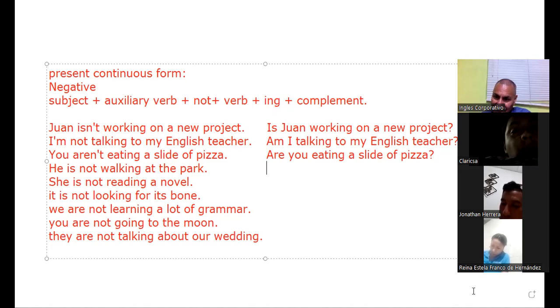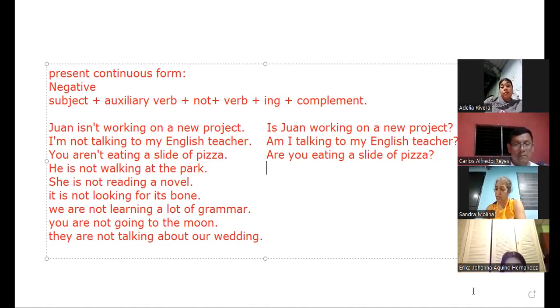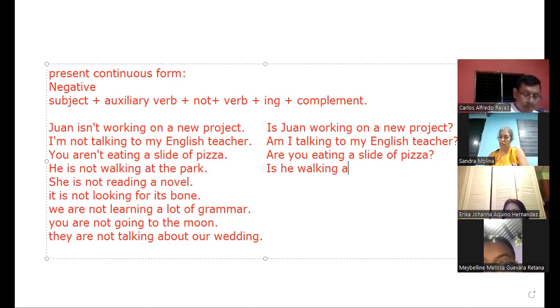¿Quién más me puede ayudar? Adelia Rivera. Is he walking at the park? Y la otra sería, isn't he walking at the park? Very good. Excellent. Good job. All right. Outstanding.